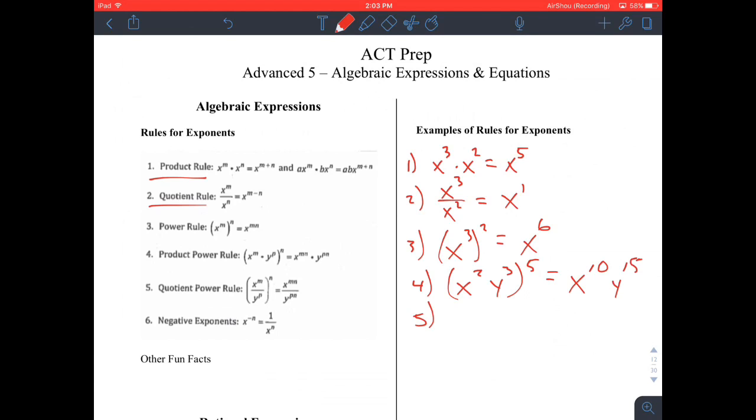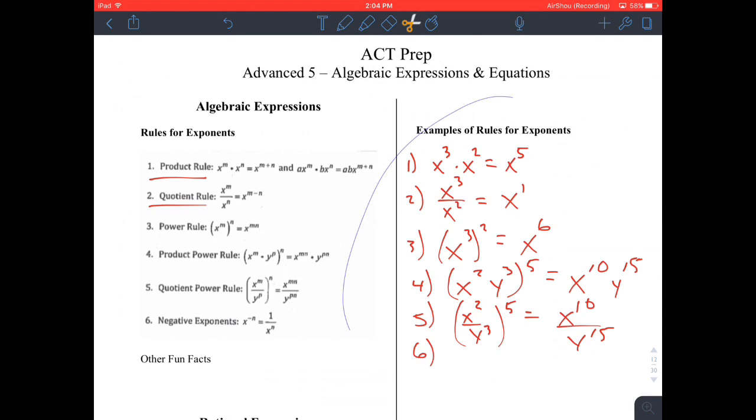Number 5, the quotient power property, or power of a quotient, says that if you have a fraction and the top and bottom have exponents, like x squared over y cubed, and that in turn is raised to an exponent, like to the fifth, you can apply the exponents to both the numerator and denominator. That would be x to the 10th over y to the 15th, because you multiply the exponents.